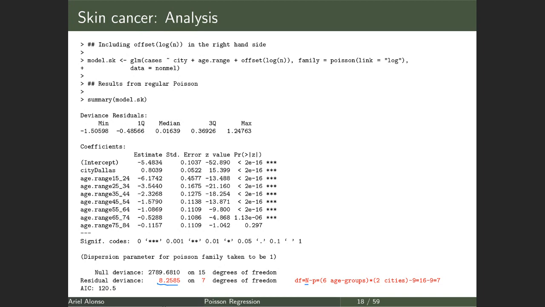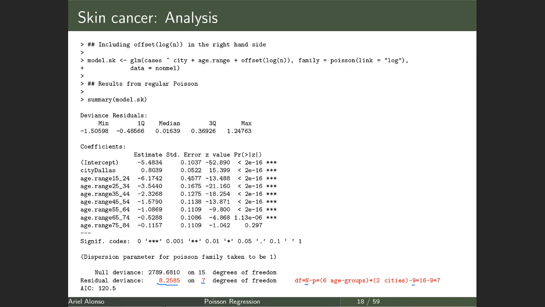Try to visualize that as a table where you have the cities on the rows, and the age groups on the columns. And in each cell, you have a number of individuals, and from that number of individuals, you have a number of skin cancer cases, right? So you have in total 12 minus p, and p is the number of parameters in your model. We have here 9 parameters in our model, so you can see that the degrees of freedom is indeed 7.